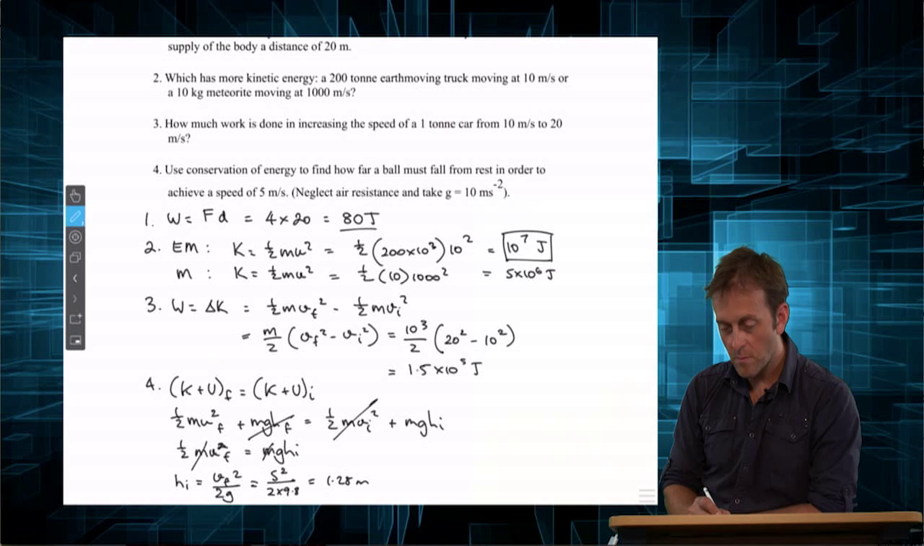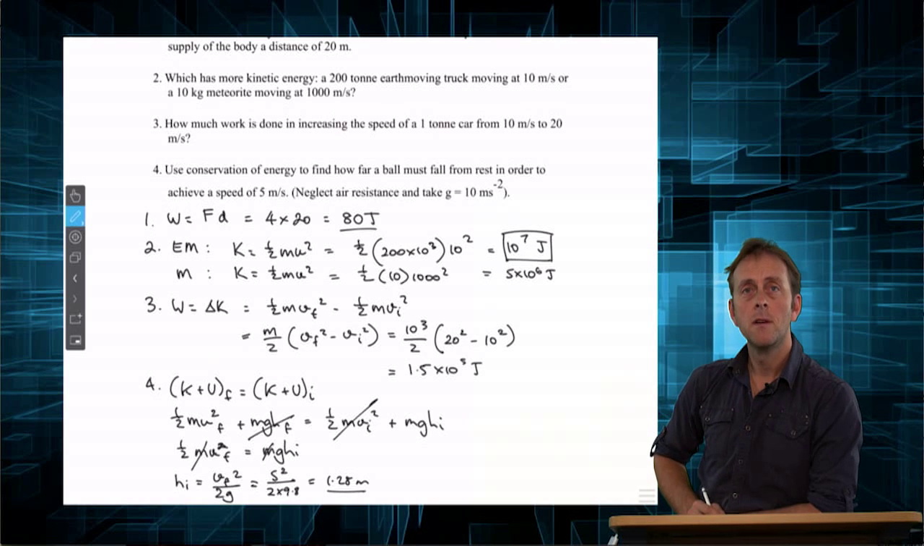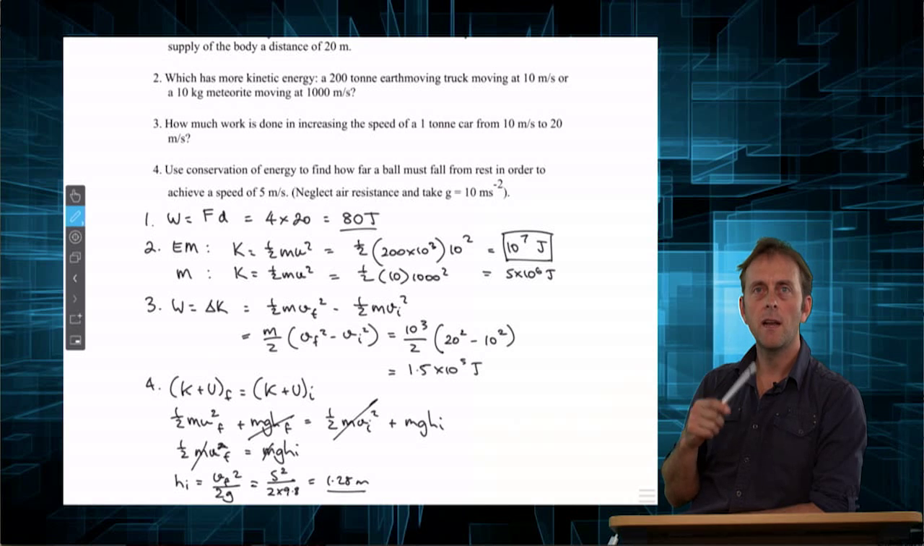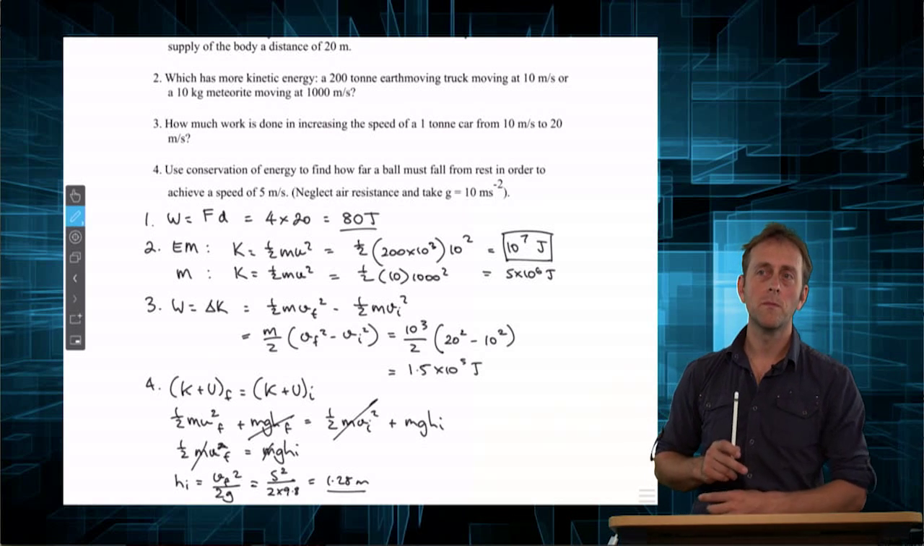Okay, so some easy problems there to get your head around. Be aware and think about these ideas of work done, dissipative, non-dissipative forces, conservative, non-conservative forces, conservation of energy to simplify problems vastly.